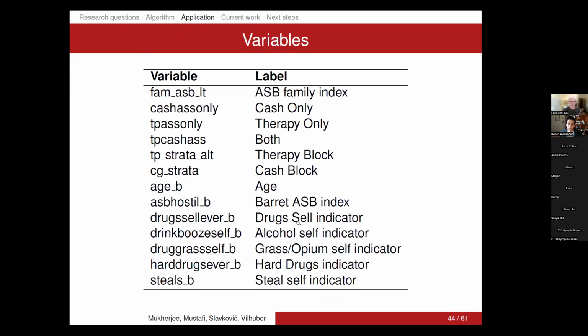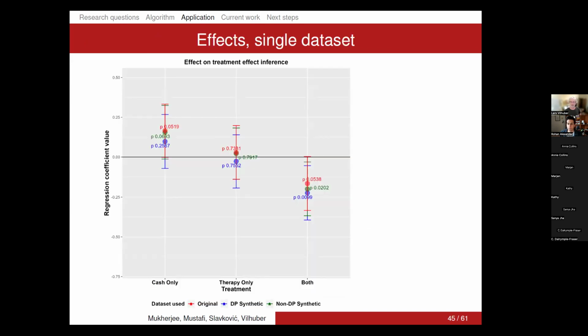Here are our outcome variables, right? So there's the treatment effects. We have age. We have indicators of whether or not you sold various drugs. And this is just a subset of the variables that are in the data set, but these are the ones that we actually then worked with, right? And this more or less is the outcome, right?